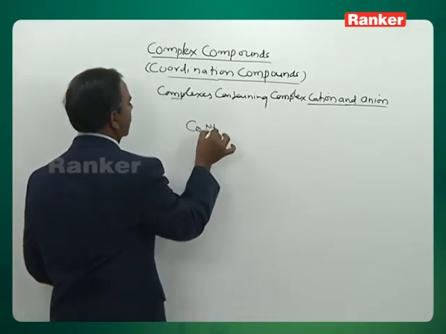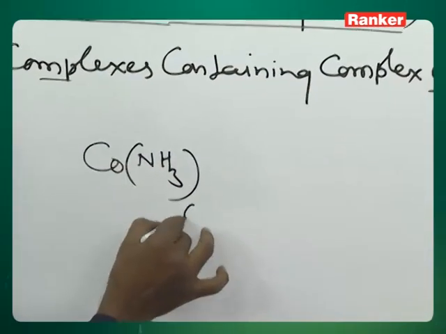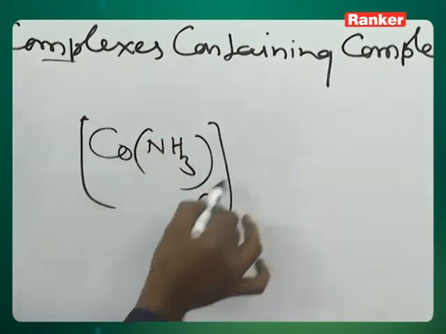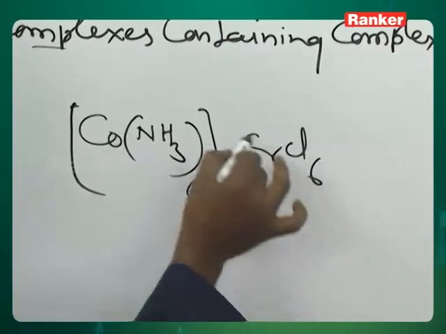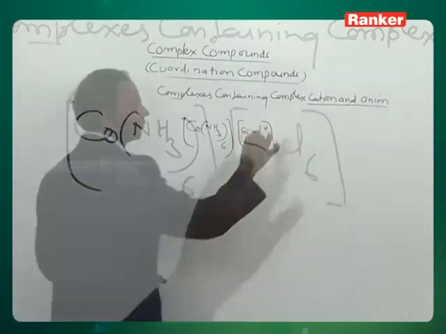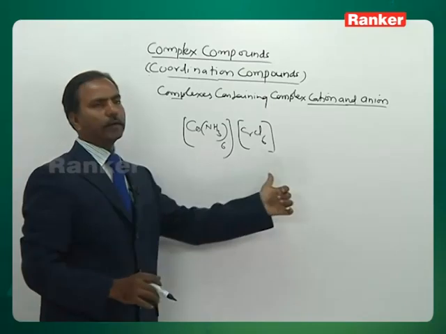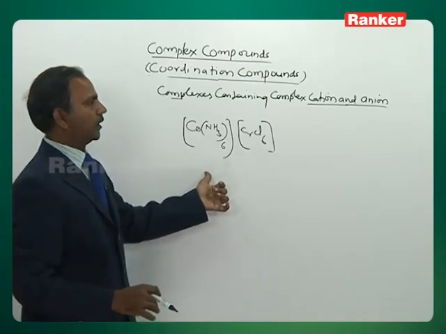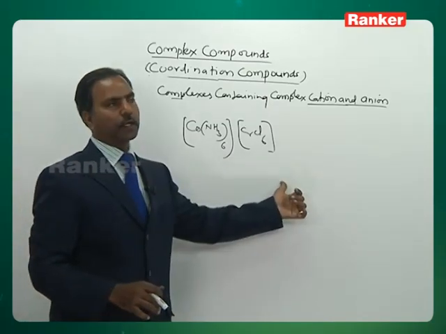CO, NH3 taken 6, hexamine, and again Cr, Cl taken 6. Consider complex cation, complex anion. The first coordination sphere is the cation and the second coordination sphere is the anion.